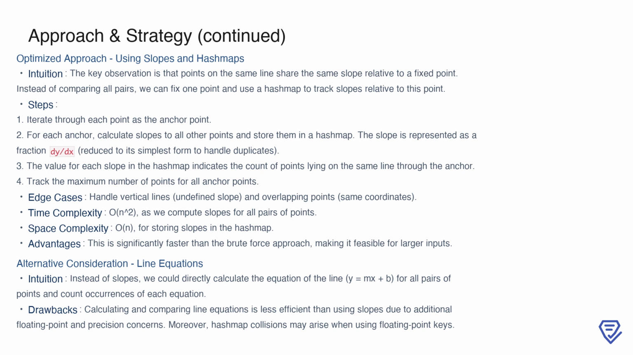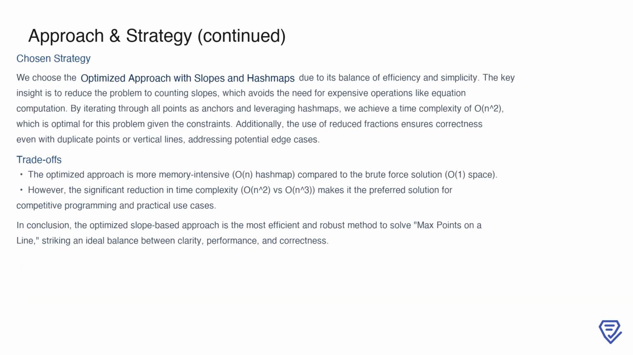While an alternative approach could involve directly calculating line equations, this is less efficient due to floating point precision issues and potential hashmap collisions, making the slope-based method the preferred choice. The optimized approach using slopes and hashmaps is chosen as the most effective strategy to solve this problem.